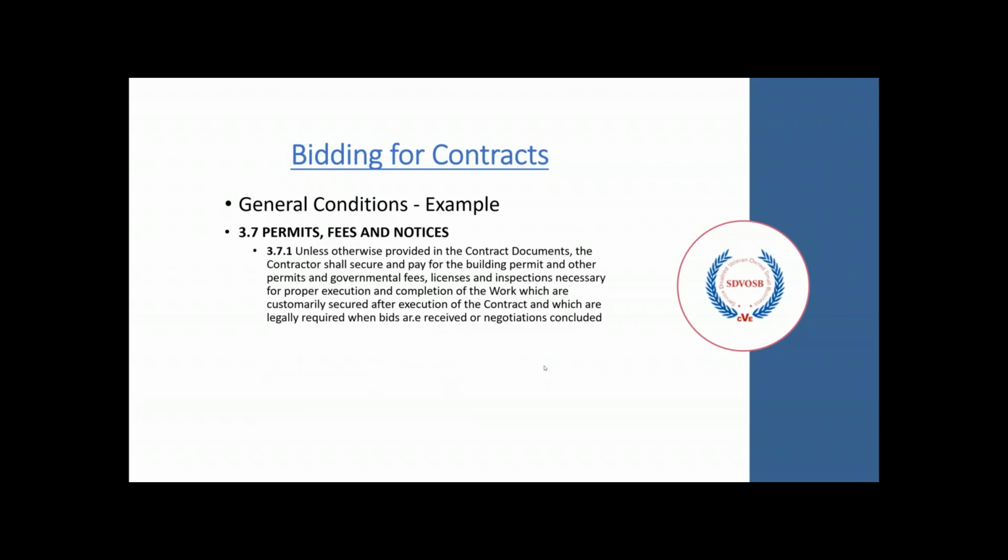Here's an example of a section that may come out of a general conditions. This is talking about permits, fees, and notices. So this gives you a general overlook of how permits, fees, and notices will be applied to this specific project.